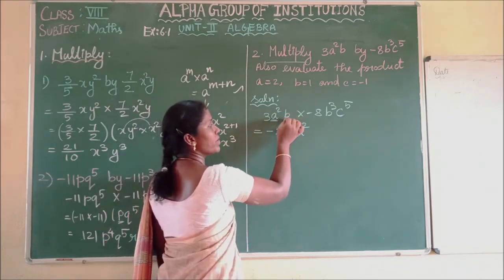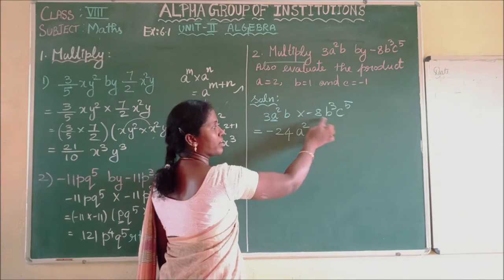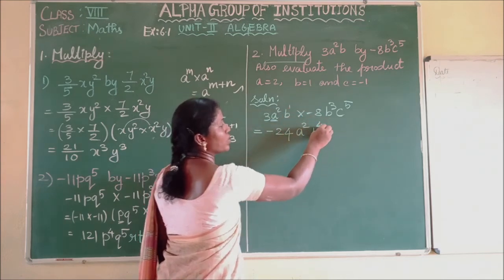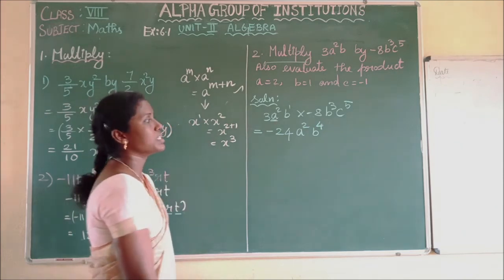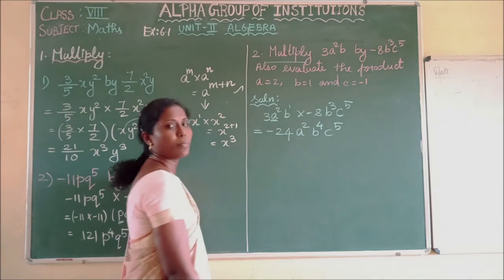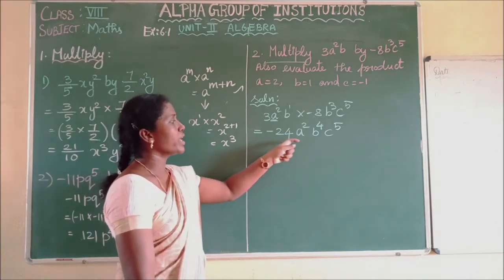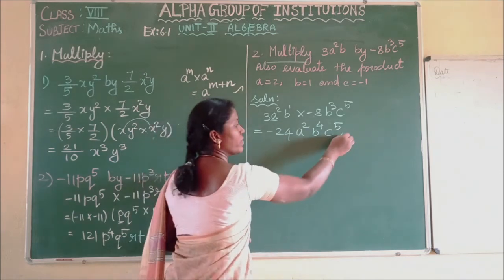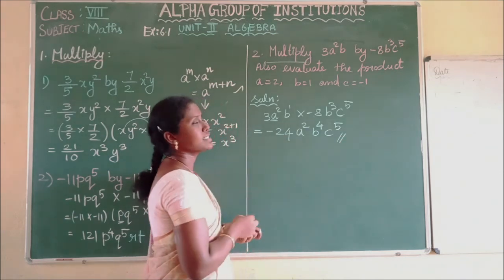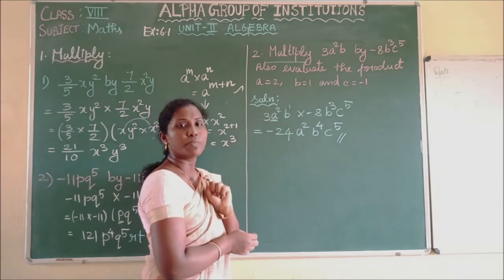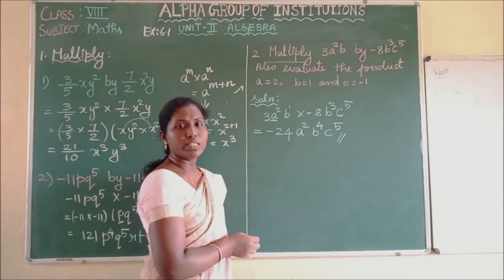B, for b we have a pair here. So b power 1, b power 3 is b power 4. Just add the powers using the exponent rule. And c doesn't have a pair, so it will retain its own power. So minus 24 a square b power 4 c power 5. This is the product we got. But in the question they extra asked to evaluate for a equal to 2, b equal to 1, c equal to minus 1. So we have to evaluate this now.